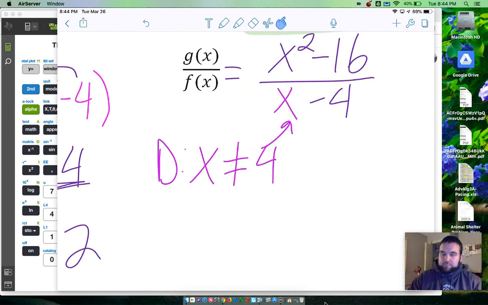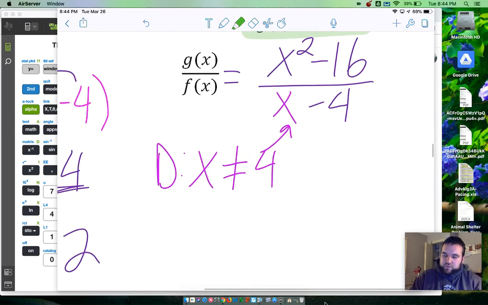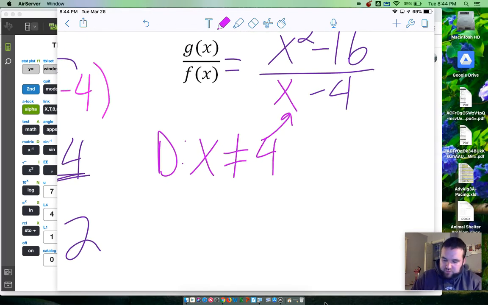Unnecessary 30 seconds, but just real quick. You could factor this. You're basically trying to figure out what two numbers multiply to -16, but add to 0 because the b term, the middle x term, is gone. So the top would actually factor into x minus 4 times x plus 4.